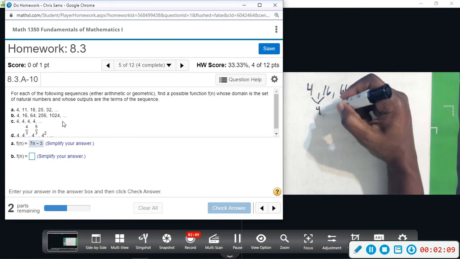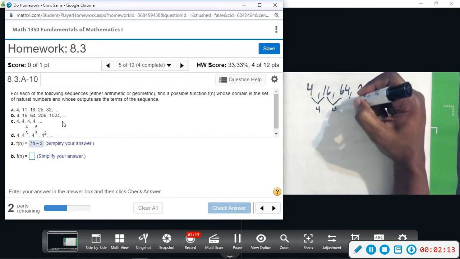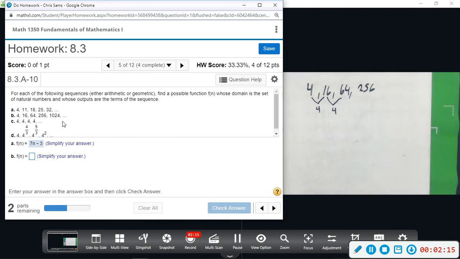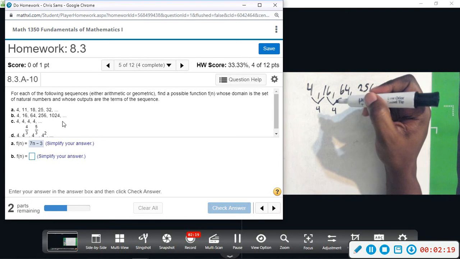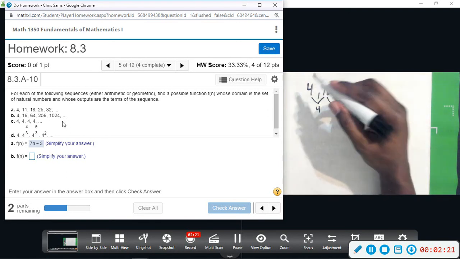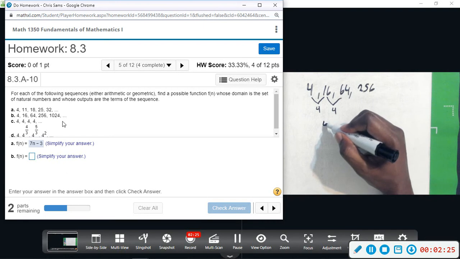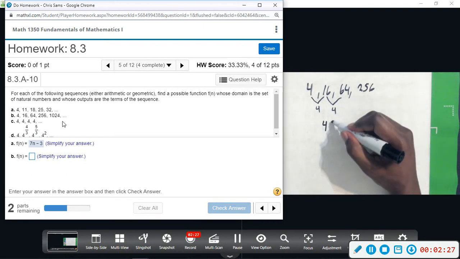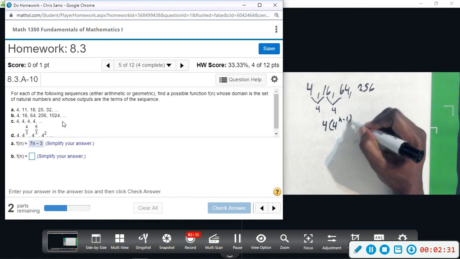If we multiply times 4, 4 times 4 is 16, 16 times 4 is 64. So it's geometric. You would do your first term times the common ratio to the n minus 1 power.